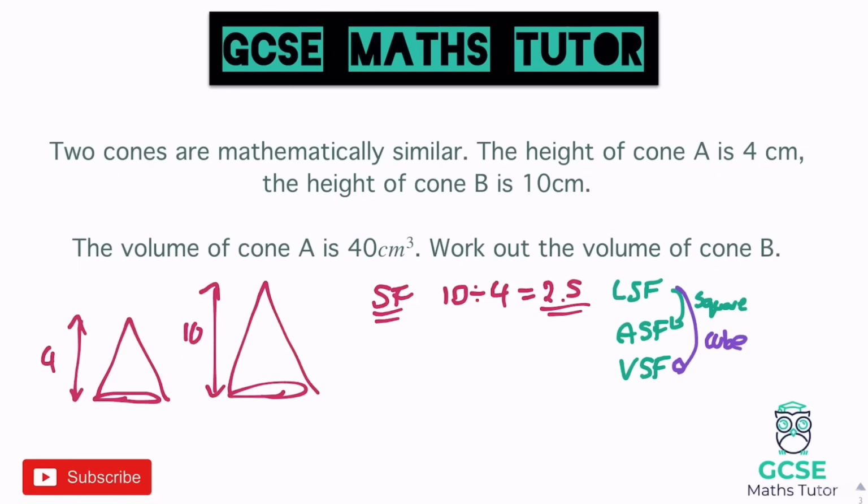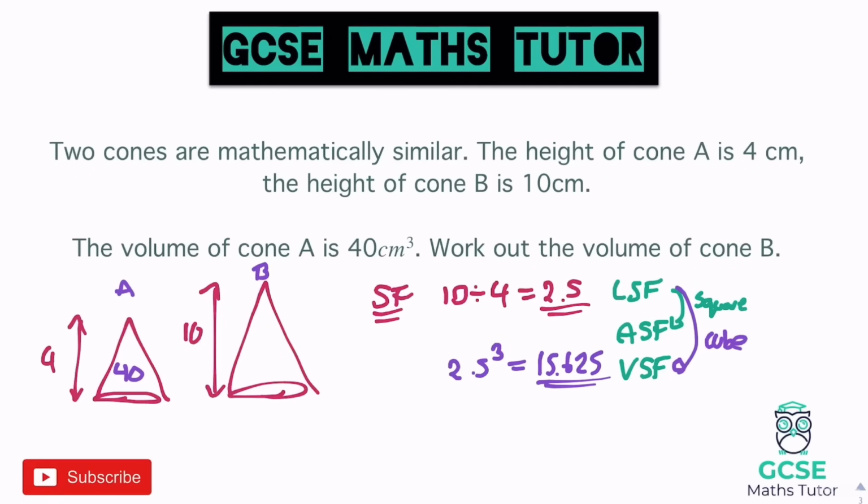So if we just have a look at this question here, it says the volume of cone A is 40, work out the volume of cone B. So that's cone A is the smaller one in this case, I should probably label that A and B. And it says the volume of this one is 40. So in order to find my volume scale factor, I need to do 2.5 and cube it to get a volume scale factor. So we're going to do that on the calculator. 2.5 cubed gives me 15.625, and that's my scale factor in terms of the volume.